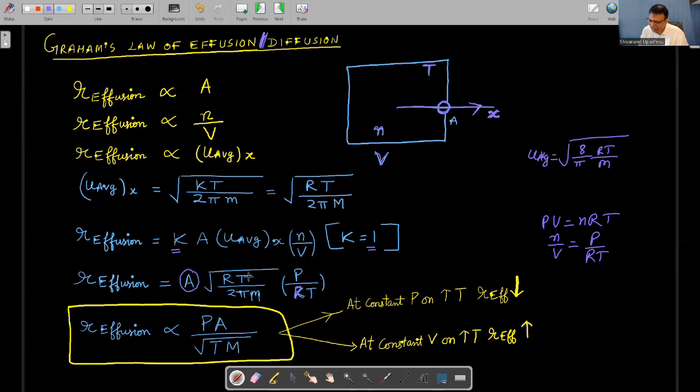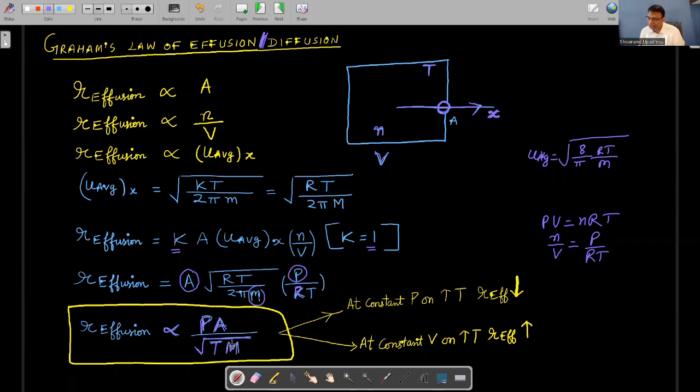One is area of the hole. The other is pressure of the gas inside the container. And if we simplify, molar mass is coming in the denominator under root M. And if you simplify this, temperature under root is coming here. So rate of effusion depends on pressure, area, under root of molar mass and temperature.